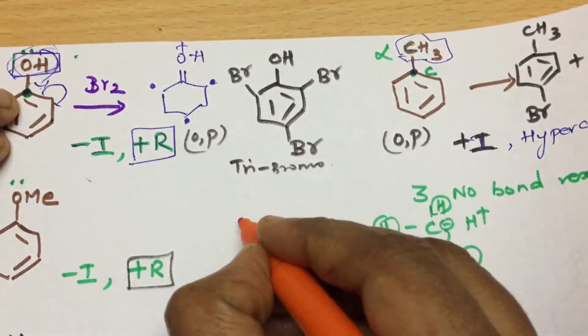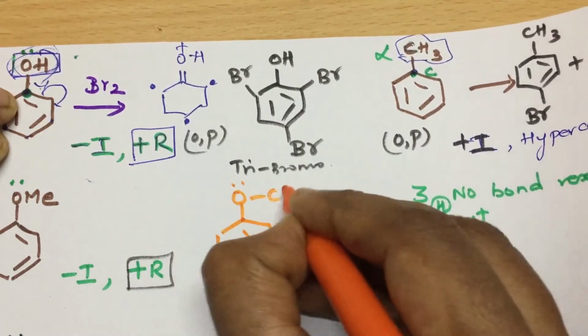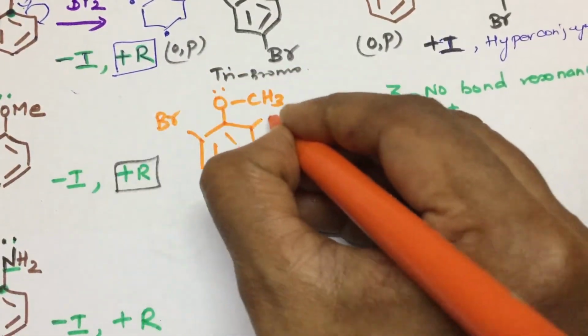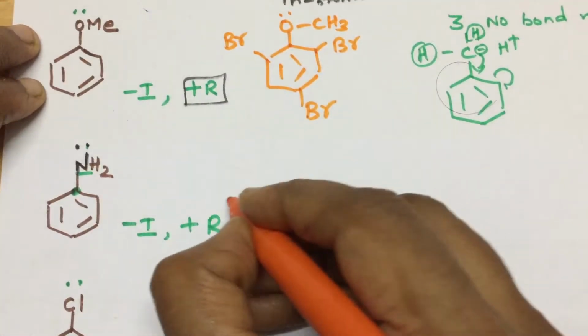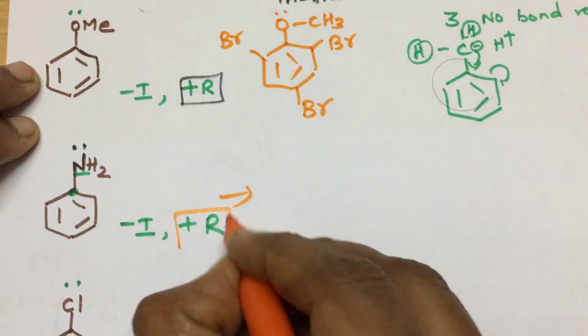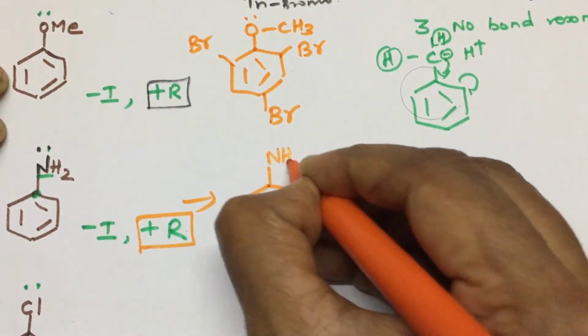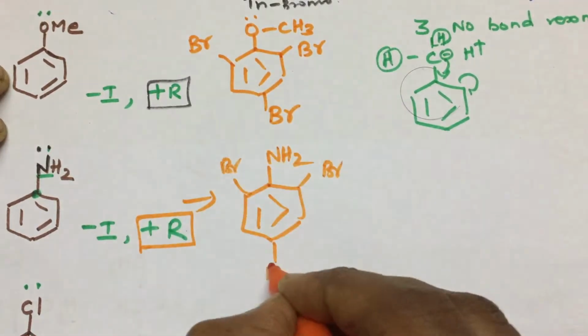So here also, what kind of product are you going to get? It is still the methyl group promoting the oxygen to donate electrons. Here also a tribromo product. See here, the opposite signs, which is going to dominate, plus R effect. So you are going to get the tribromo product here also.